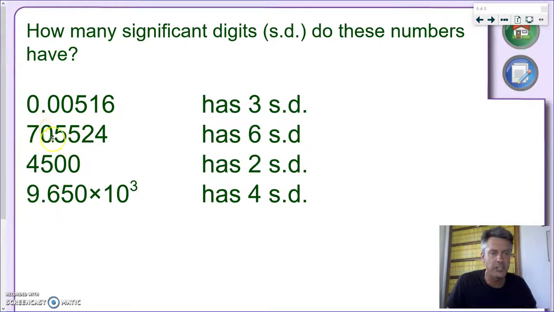How about this one? Okay, now here's the case. When you have a number and you have zeros after other digits, but before the decimal, the zeros are non-significant. So this number has only 2 significant digits. And finally, here we have a 0 after the decimal point. So this zero is significant, it is giving relevant information. So this number has 4 significant digits.